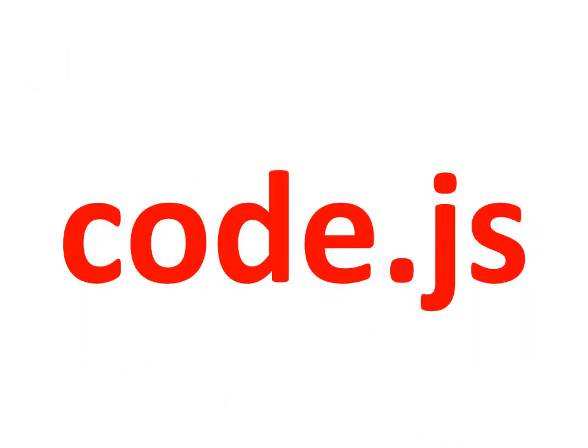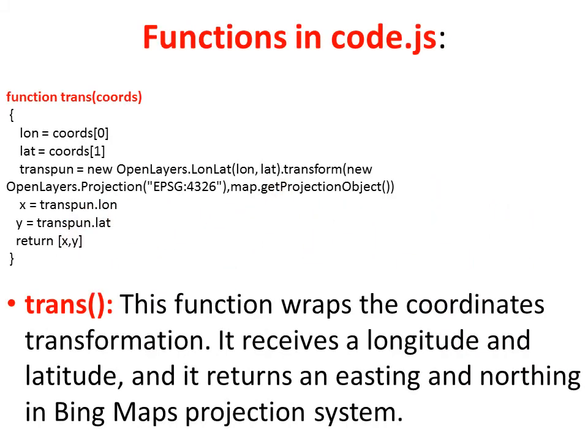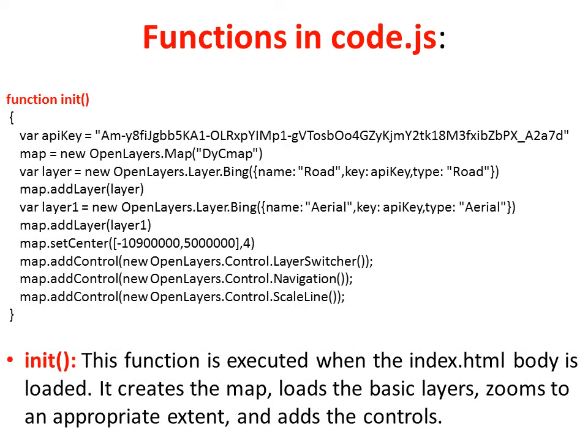I will explain a little bit about the JavaScript code. There are several functions. This is the function that wraps the coordinates transformation, and it receives a longitude and latitude and returns an easting and northing in Bing Maps' projection system. The coordinates in Bing Maps are different from the geographic coordinates, and this is why we need to make a transformation. This is the init function, executed when the index HTML body is loaded, and it creates a map, loads the basic layer, zooms to an appropriate extent, and adds the controls.